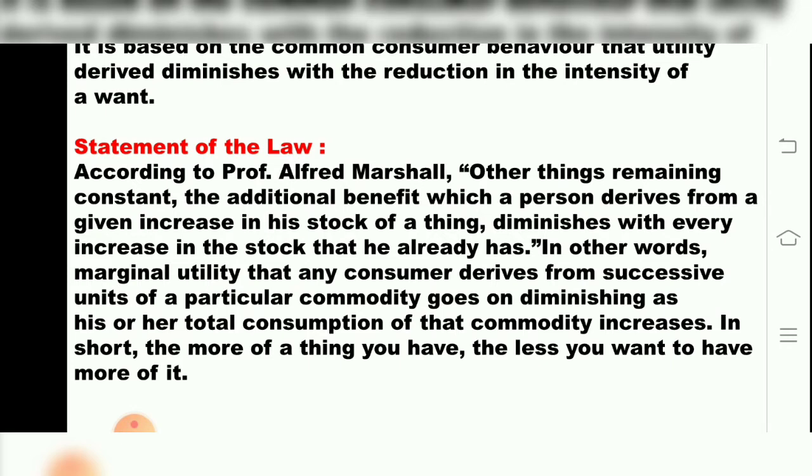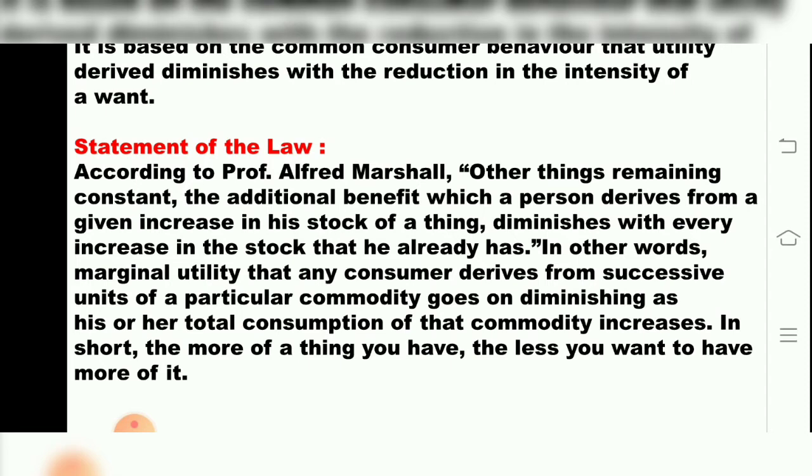Simple way I will tell you, children. Professor Alfred Marshall has told, if people start purchasing things more and more, what happens when a person is satisfied? An additional purchase of the commodity will increase his stock but decrease his demand. Increase in stock will be there, but marginal utility will go on diminishing over here. So the more things you have, the less need you will have for it, the less you will demand it. Why? Because you are satisfied.